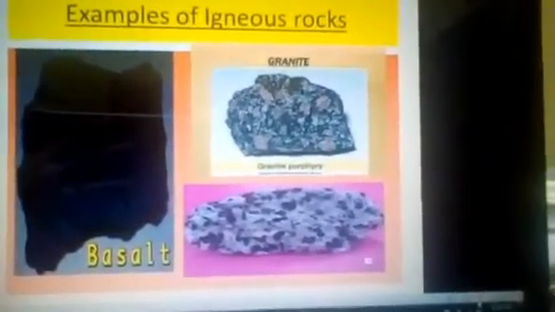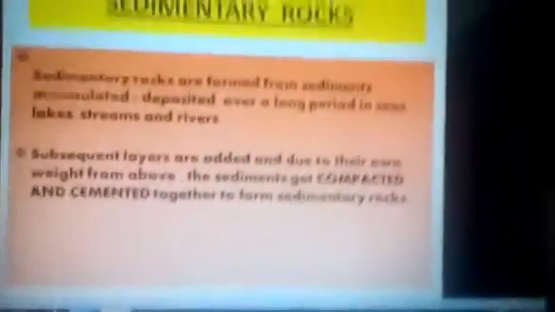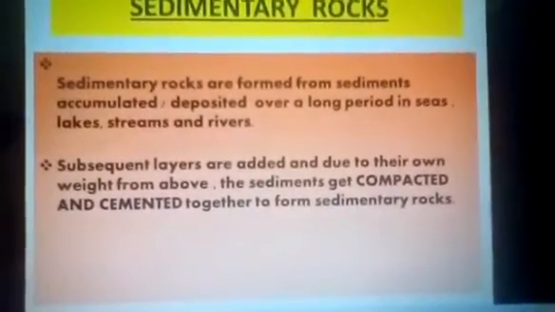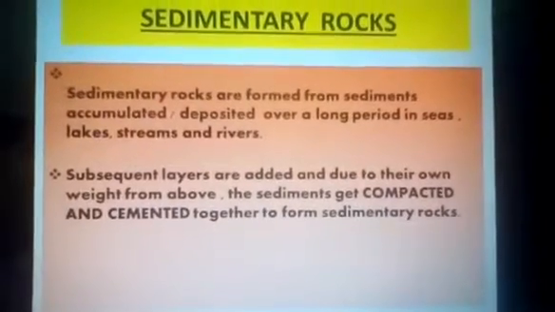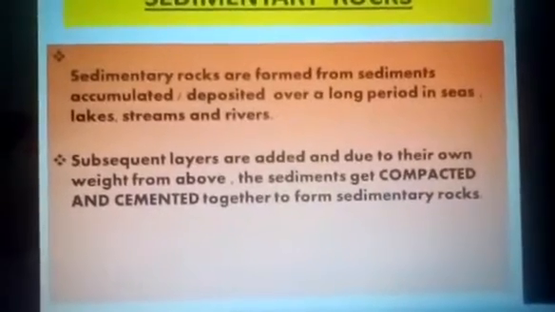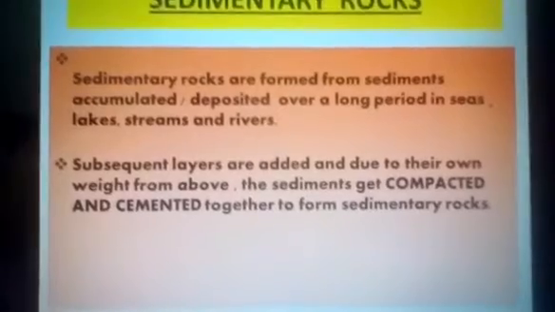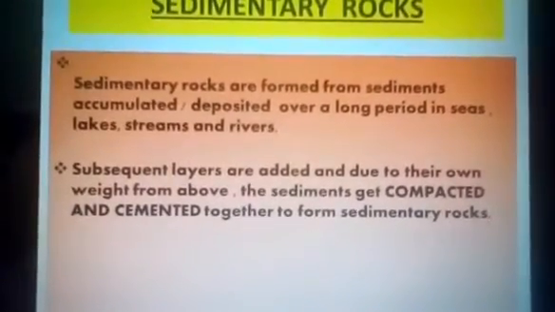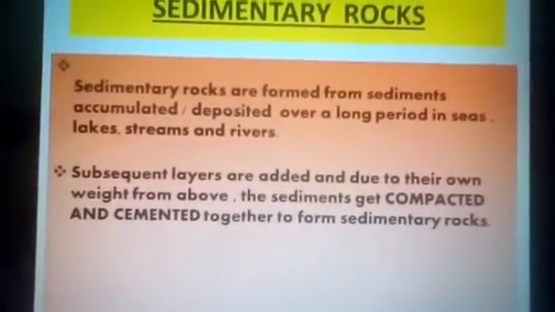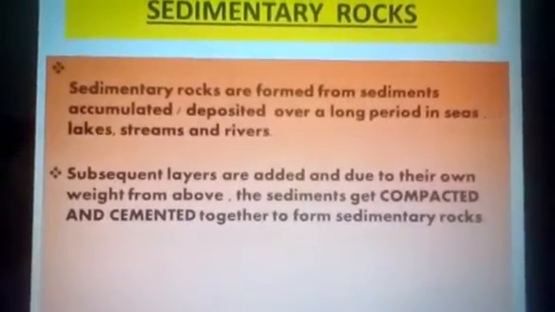Now we shall learn about the sedimentary rocks. Sedimentary rocks are formed from sediments accumulated or deposited over a large period in seas, lakes, streams, rivers, and oceans. Here we need to understand that this solidification is happening in layers. So one layer on top of the other is added, and due to their own weight from above, the sediments get compacted and cemented together to form sedimentary rocks.